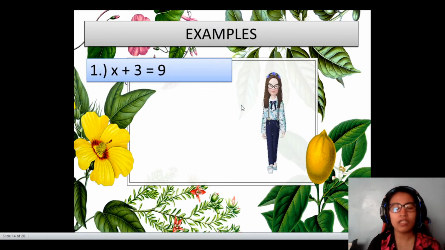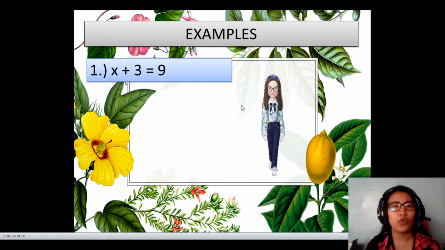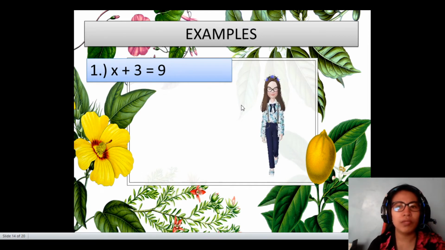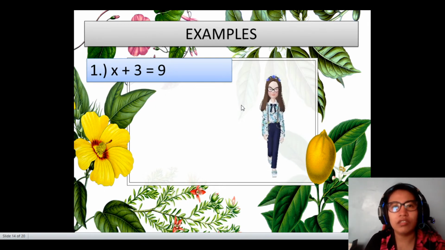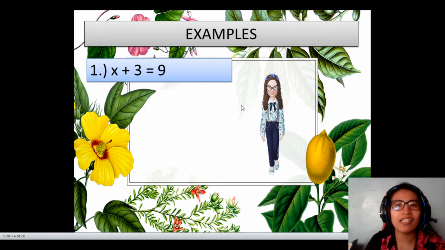Then this is another example for your learning task 4. It is not in the module, but I need to give you an example for you to be able to answer the learning task 4 in your module. So this is how you solve the equation. When I say solve the equation, it means I am going to find the exact value of the variable so that I will come up with the correct statement.